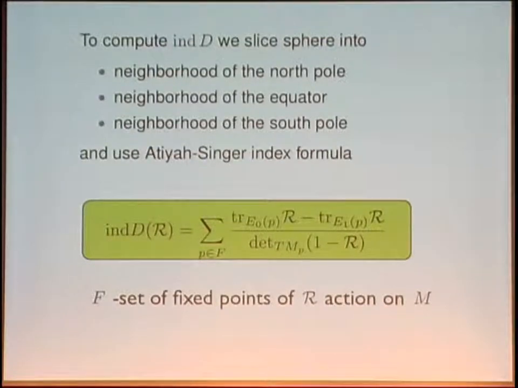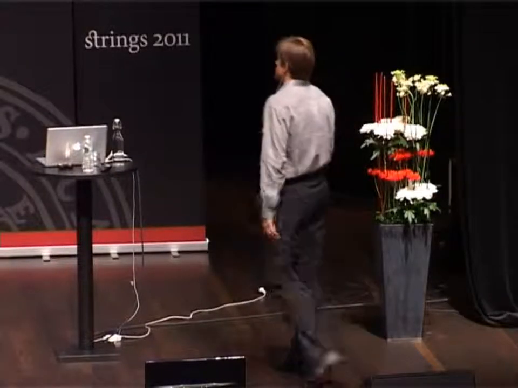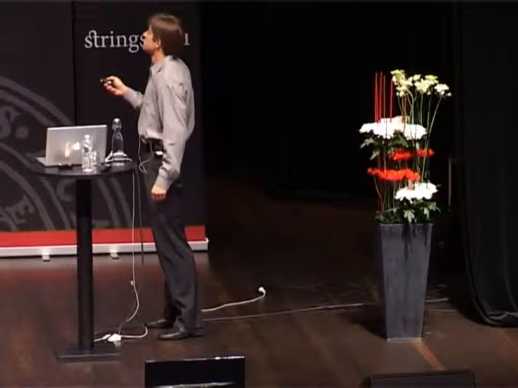So the reason is that the index formula is additive with respect to slicing the manifold into pieces, and on each of those pieces we can use a simple formula to compute the index, because the North Pole and the South Pole are equivalent to R4 with a fixed point at the origin. We also need to treat the region near the equator, because there the operator fails to be elliptic, it is transverse elliptic, but the region near the equator has a free action of the R symmetry group. So again, taking the quotient by that U1 action, you can reduce the region near the equator to just a three manifold times S1, and then again, the computation for the index is simple.